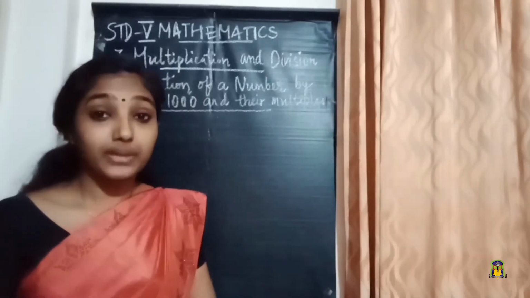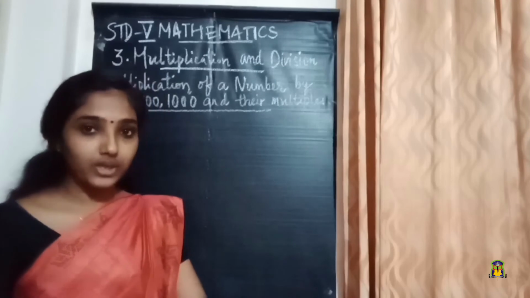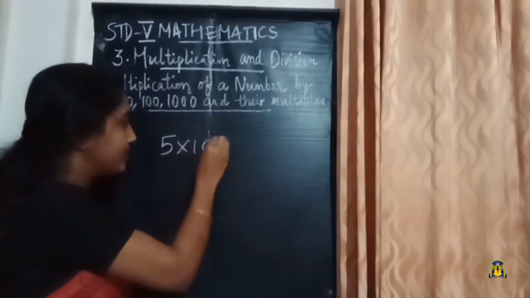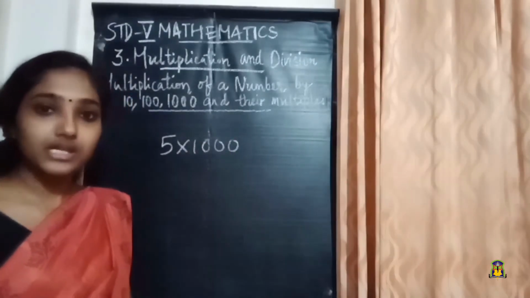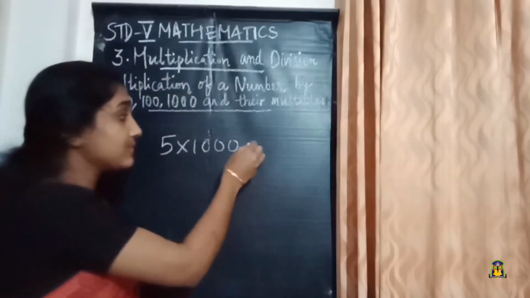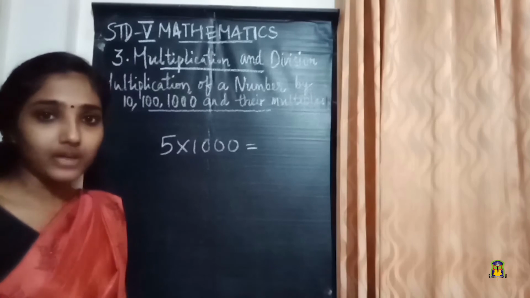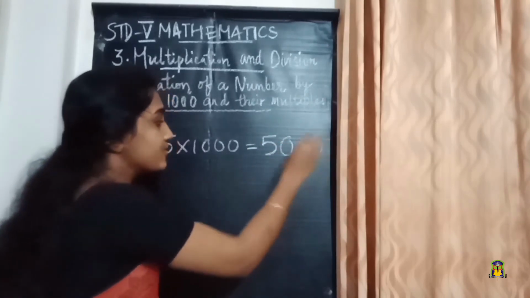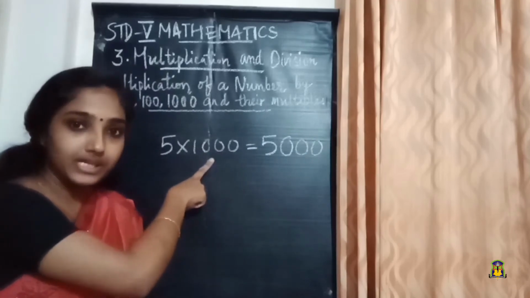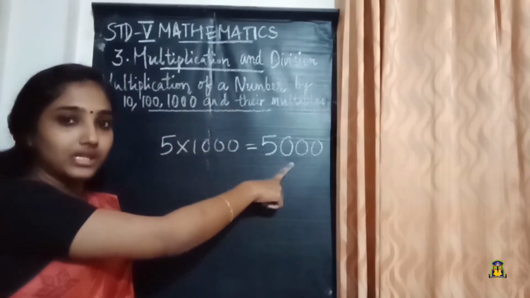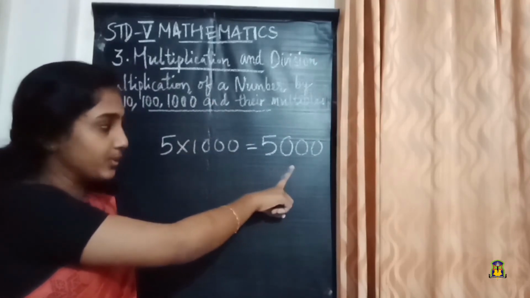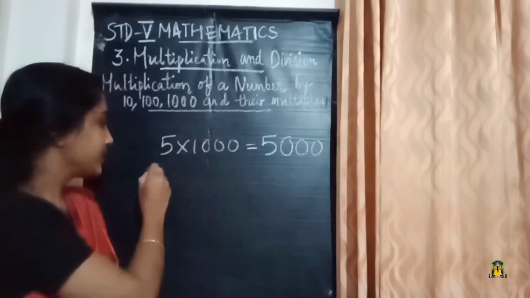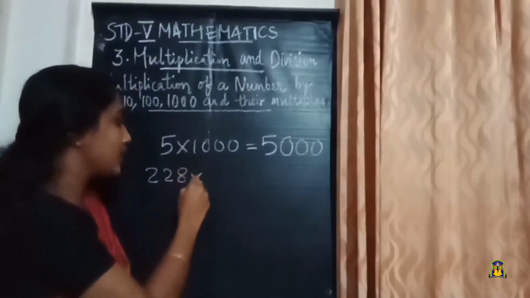Moving on to the multiplication of a number by 1000. Okay. So to multiply a number by 1000, I'm multiplying 5 with 1000. And to multiply that, what we have to do? The answer will be that number with 3 zeros. For 1000, it has 3 zeros. So in the answer also there should be 3 zeros. So 5 into 1000 gives 5,000.